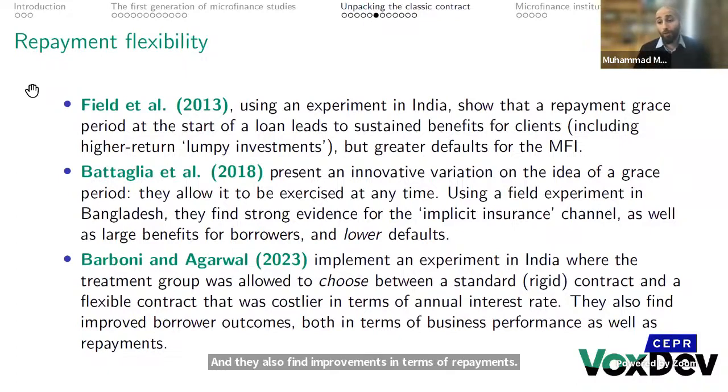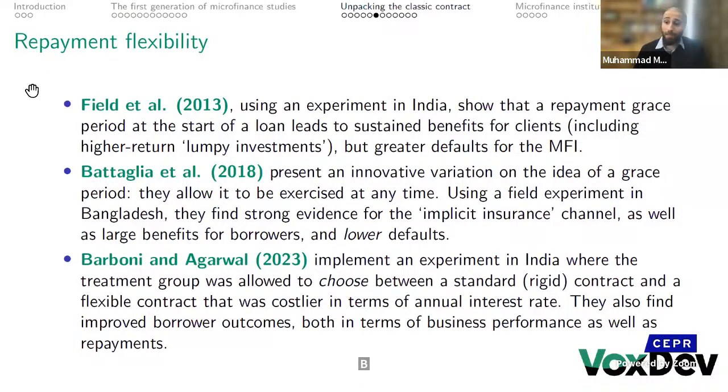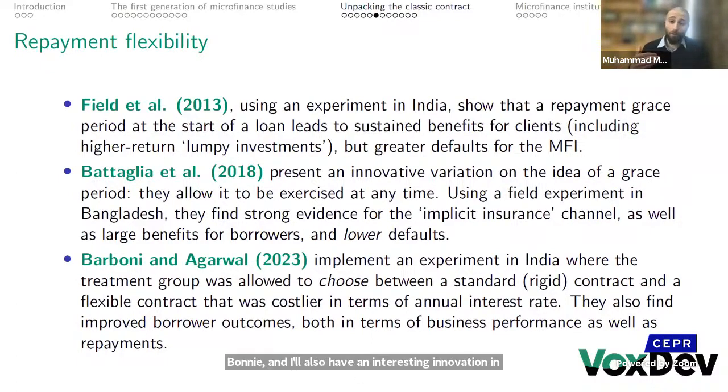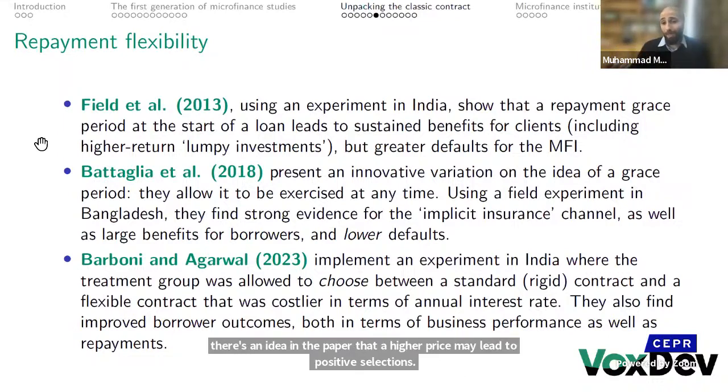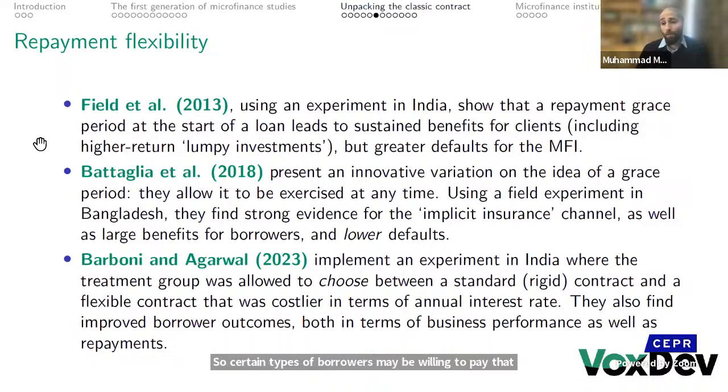Barboni and Agarwal also have an interesting innovation in this space. They offer clients in their treatment group a choice between a flexible contract and a fixed, more rigid contract. Interestingly, they have a greater price for the flexible contract. There's an idea in the paper that a higher price may lead to positive selection, so certain types of borrowers may be willing to pay that extra amount for flexibility. And they do indeed find benefits for individuals who take the flexible loan, both in terms of better outcomes for their business, but also improved repayment outcomes, so positive selection.